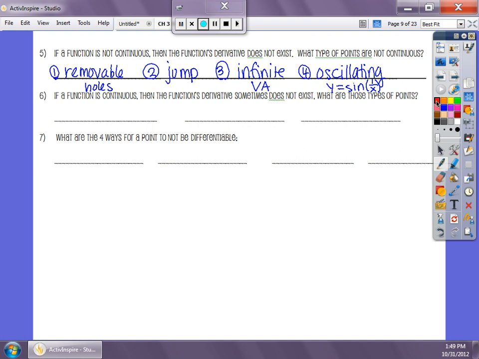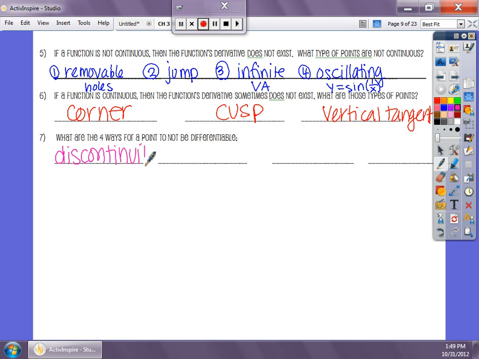If a function is continuous, then the derivative sometimes doesn't exist. What are those types of points? So, a corner, the y value exists, but the derivative doesn't. A cusp, the y value exists, but the derivative doesn't, and a vertical tangent. And then the last piece, what are the 4 ways for a point to not be differentiable? You have to either be a discontinuity, and above are the 4 ways you have a discontinuity. You could be a corner, but that means you're continuous. You could be a cusp, that means you're continuous, and a vertical tangent, which means you're still continuous. All right?